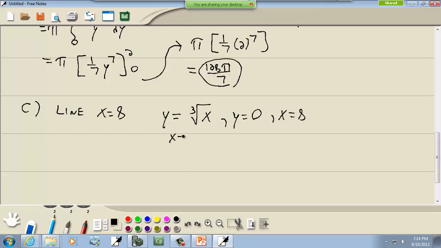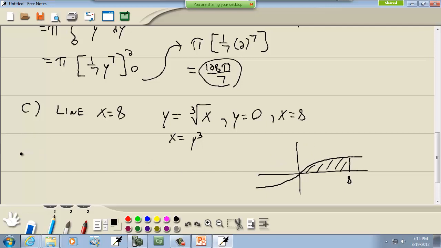Remember, this is the same as x is equal to y to the third. Let's look at our graph. So we're going to be taking this piece right here, and we're going to revolve it around this line, x is equal to 8. So it's going to be revolving around the same idea as the y-axis.